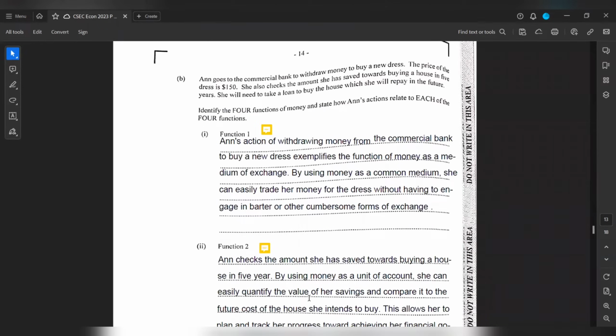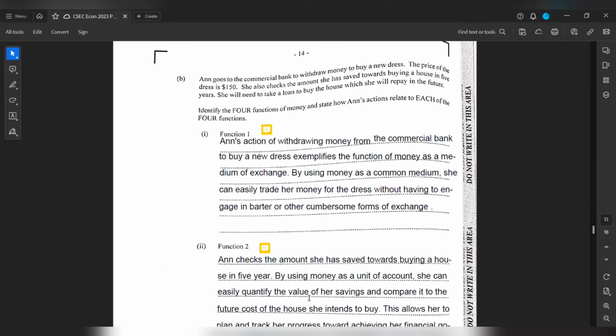Part B, Anne goes to the commercial bank to withdraw money to buy a new dress. The price of the dress is $150. She also checks the amount she has saved towards buying a house in 5 years. She will need to take a loan to buy the house, which she would repay in the future. Identify the four functions of money and state how Anne's actions relate to each of the following functions.